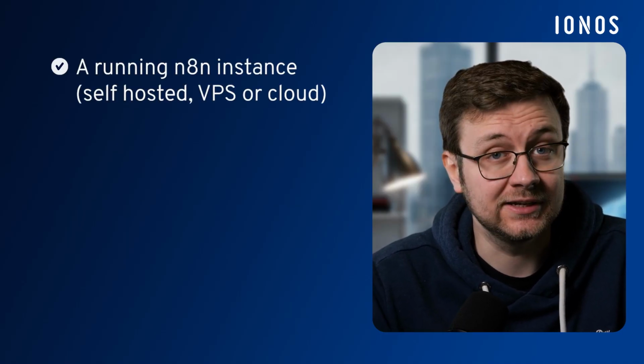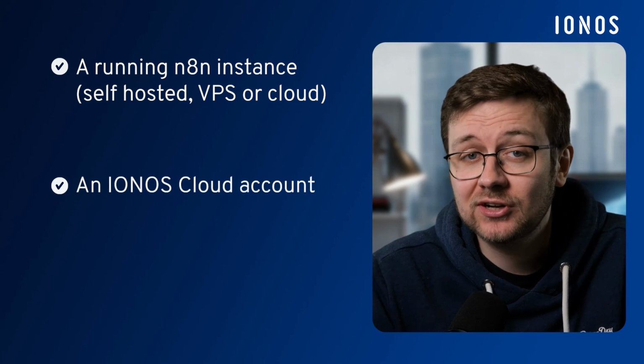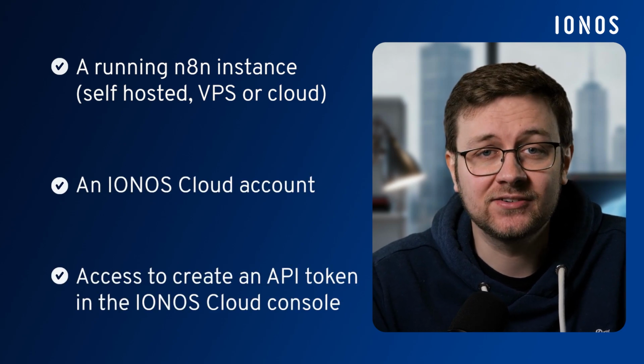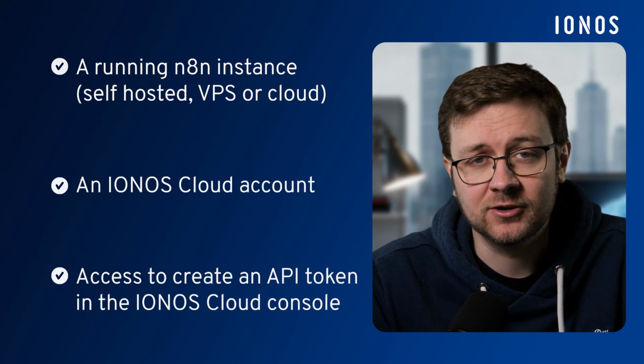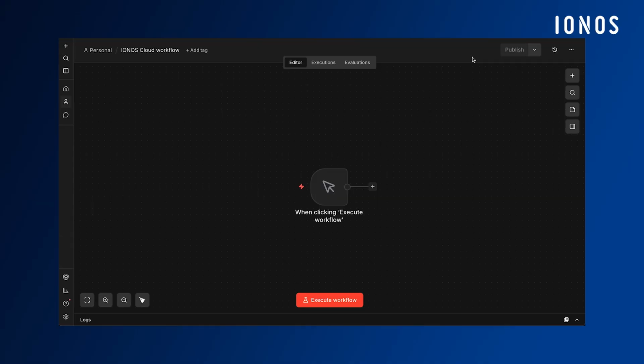Before we start, you will need a running n8n instance, either self-hosted, VPS, or in a cloud, an Ionos Cloud account, and access to create an API token in the Ionos Cloud console. The good news is, once this is all done, you can reuse the same credential across multiple different workflows. Okay, let's start inside n8n.